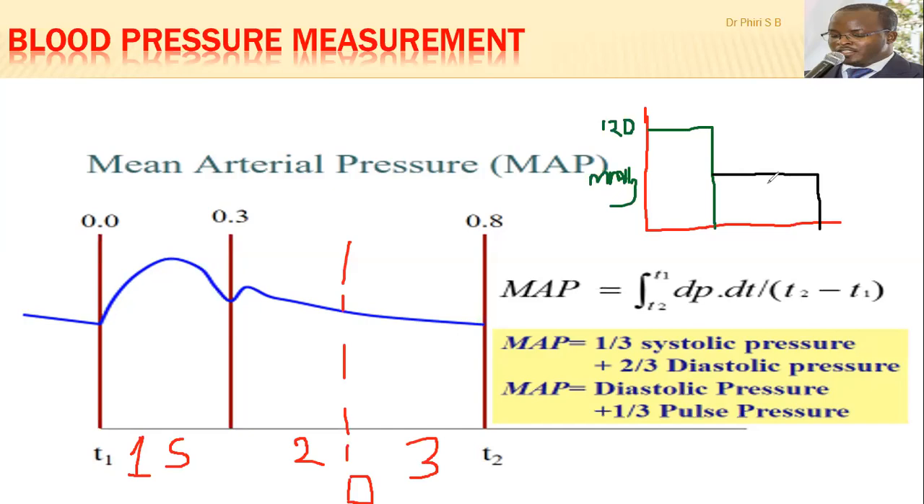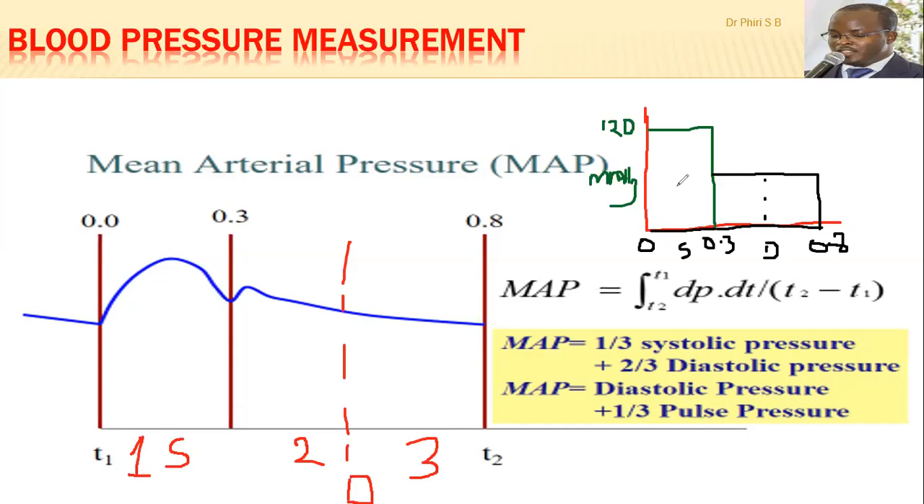So it's spending more time in diastole. You have systole here, you have diastole here. In terms of time, this is 0, this is 0.3 seconds. Then this is your 0.8, your complete cardiac cycle. So we said 2/3 of the time is spent in diastole, then only 1/3 is spent in systole.